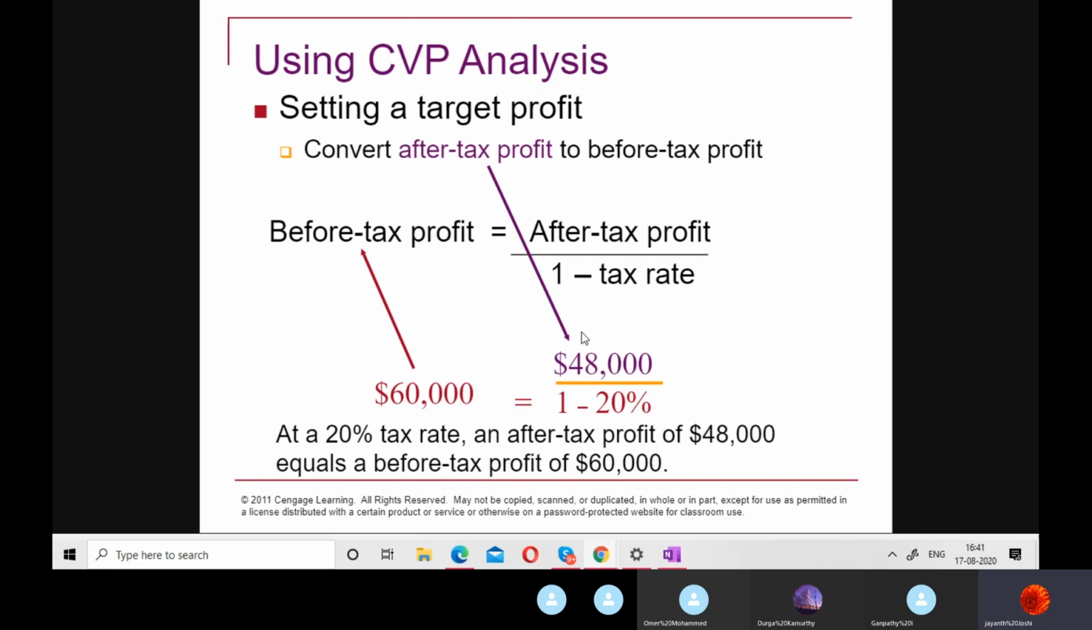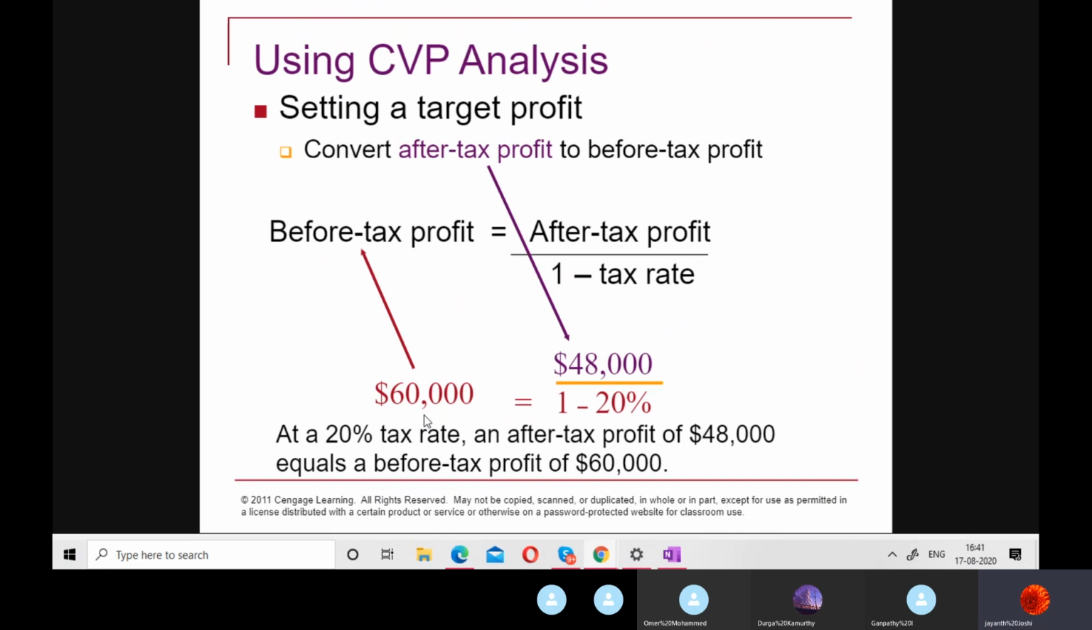So your after tax profit is what? This much, divided by 1 minus tax rate. Tax rate is this much. So can I get the before tax profit? Yes. So at a 20% tax rate, and after tax profit of this much, it equals a before tax profit of this much. Simple boss. 60,000 is your before tax profit.